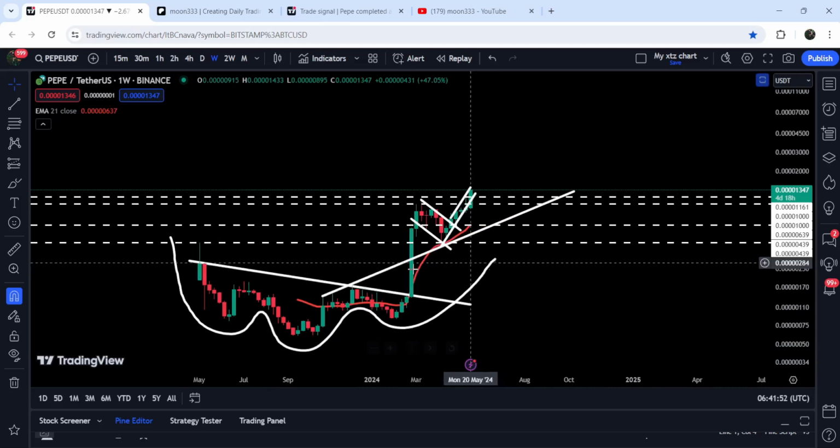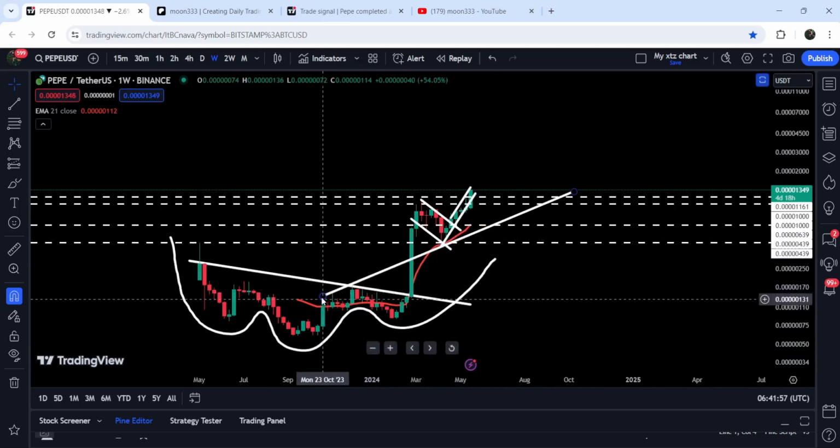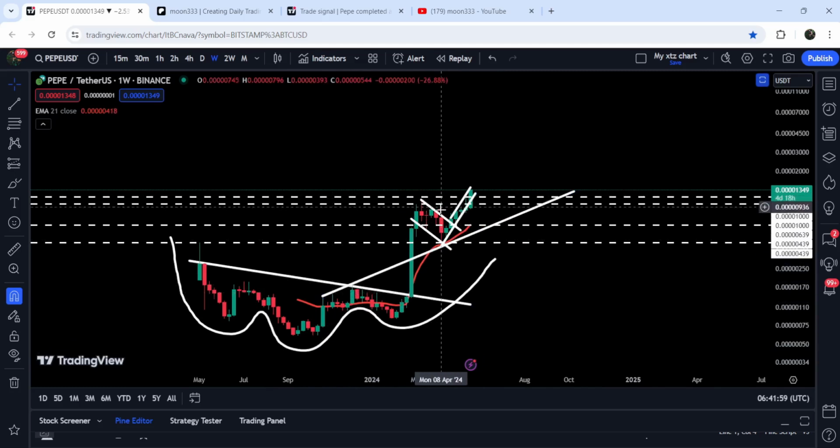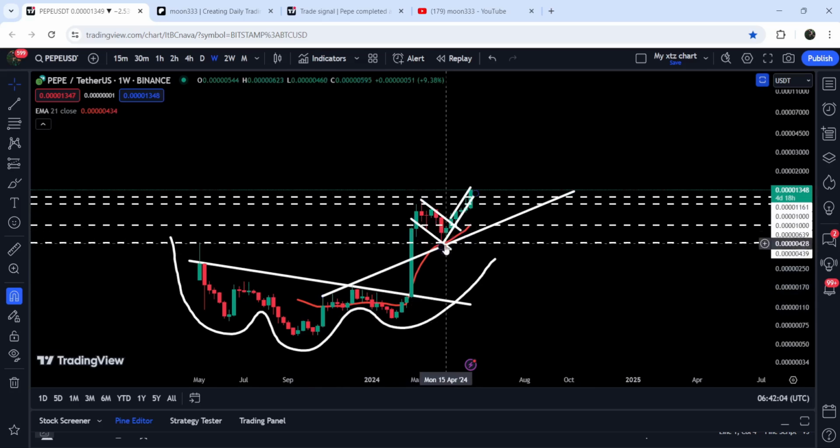You can see that we found this support, by the way, here. Previously it was breaking other resistance here. We had a bounce here, another bounce here, another bounce here, and these were the rejections, and now recently we got bounced from the support and broke out the resistance.